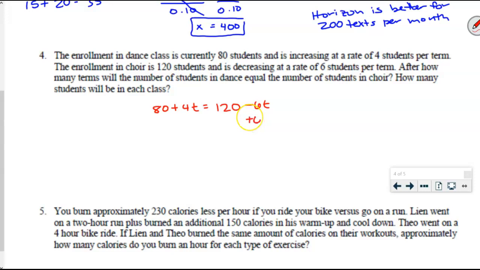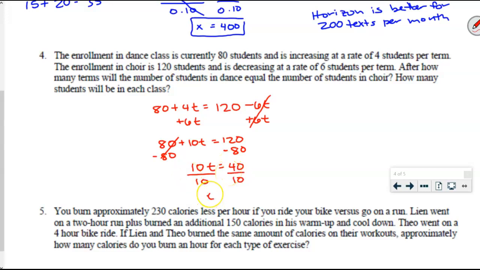Okay, and just for the sake of time, we're going to go through this very quickly. We're going to add our 6t to each side so that I don't have to deal with negatives. This is 80 plus 10t is equal to 120. We subtract 80 from each side. And that's how we get 10t is equal to 40. Divide each side by 10. And we get t is equal to 4. But what does that mean? What does that t equals 4 really mean, Dexton? 4 terms. After 4 terms, same number of students in each class.